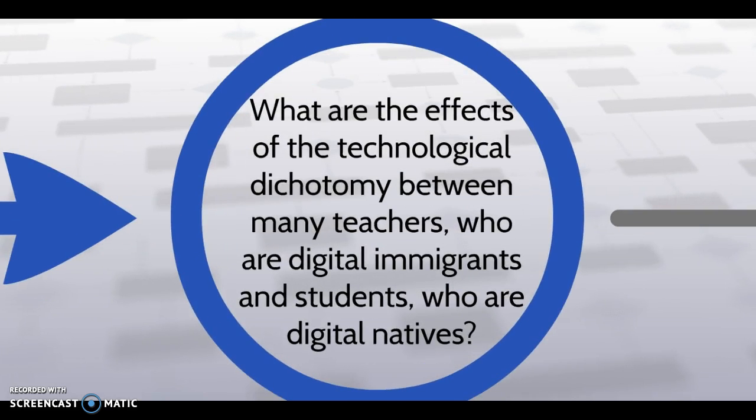Today, I will be talking about the digital divide, specifically focusing on the issue of digital immigrants versus digital natives. We will be asking and hopefully answering the question, what are the effects of the technological dichotomy between many teachers who are digital immigrants and students who are digital natives?